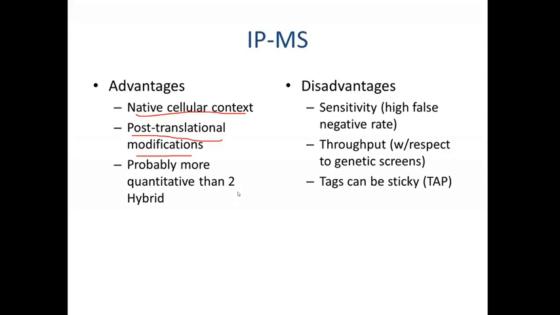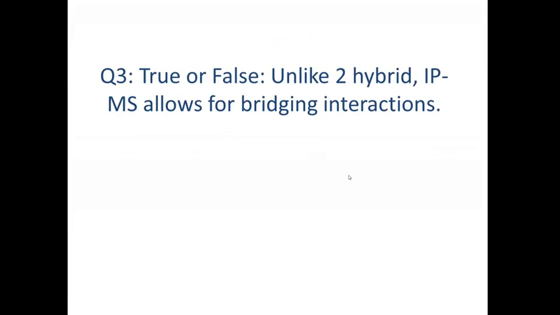There are also disadvantages to the IP mass spectrometry method. First, it isn't all that sensitive. There's a high false negative rate. Second, it's not a genetic screen, so it is in principle harder to do in a high throughput fashion with respect to genetic screens. And the tags themselves can be sticky. So some methods have been developed to combat that, tandem affinity tags or TAP tags, where you have not just one tag, but multiple tags that you use to cut down the noise.